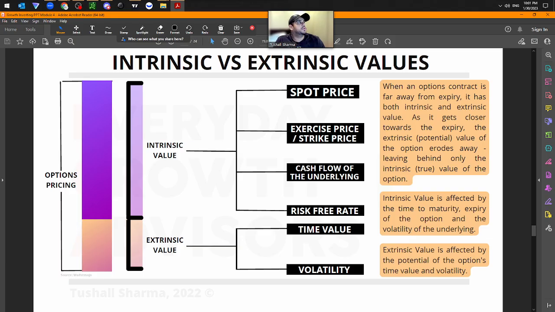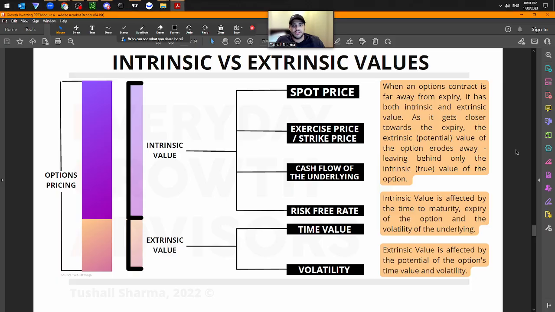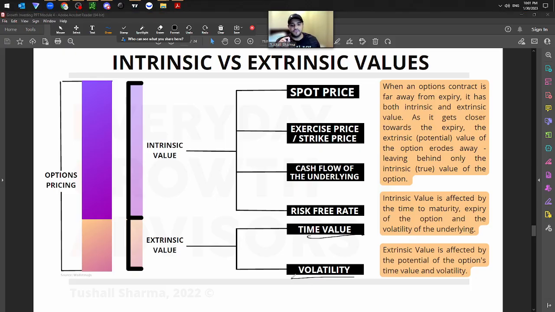So now, the last part of this module, we're going to go through extrinsic and intrinsic values. Now, extrinsic and intrinsic values are what gives your options pricing or value, right? So what is the extrinsic value? Extrinsic value is the potential value in the option, okay? This is usually linked to time value and volatility, right? The intrinsic value, or the true value, remember we have done intrinsic valuation in the second module, right?